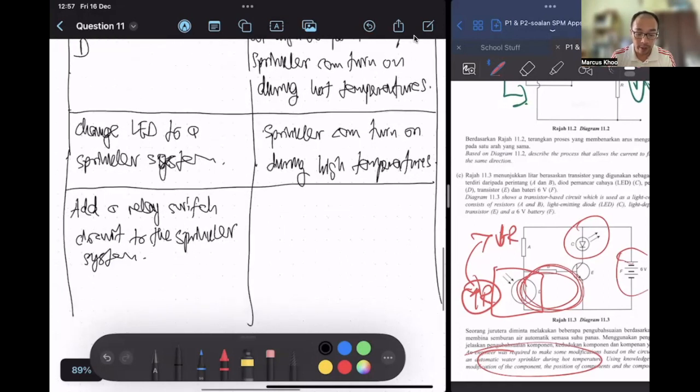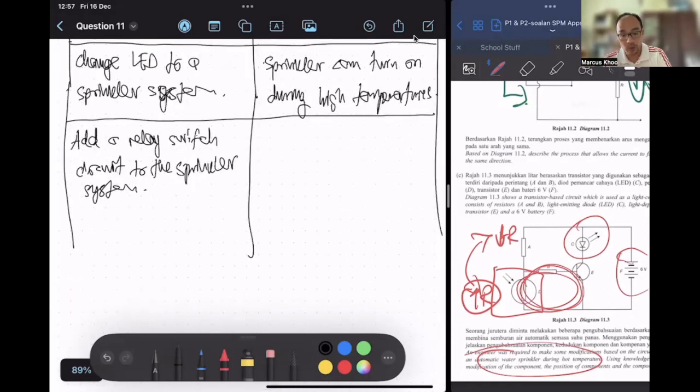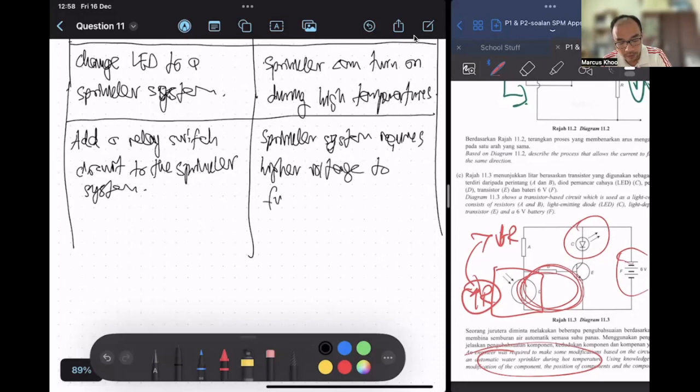Okay, and the reason why you add a relay switch is the sprinkler system requires higher voltage to function. Okay, 6 volts is not enough. 6 volts is enough for the LED. It's also just one LED. This is the entire system altogether. So you need to add a relay switch that is connected to a bigger power source, which is definitely higher than 6 volts.